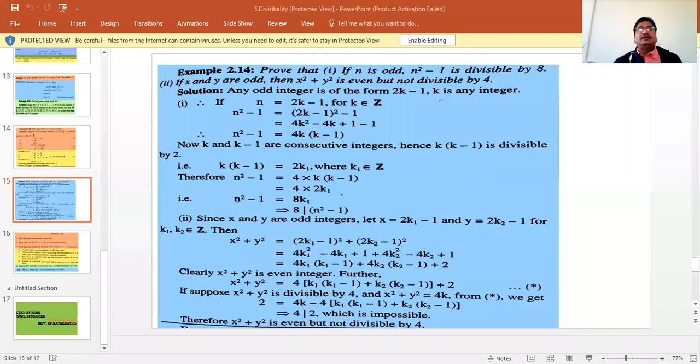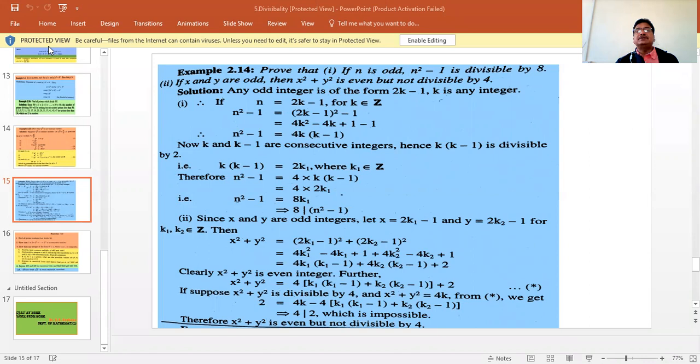One more problem on the divisibility. A problem is prove that if n is odd, then n square minus 1 is divisible by 8. That is, this n is odd is given, and we have to prove n square minus 1 is divisible by 8. And second one is if x and y are odd, then prove that x square plus y square is even, but not divisible by 4.